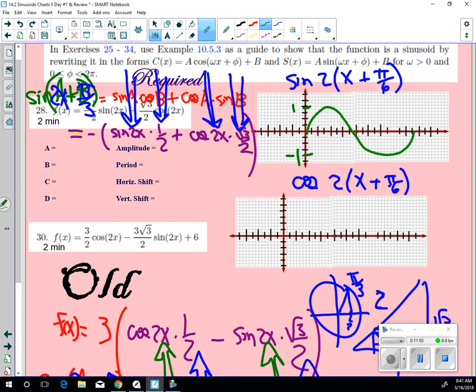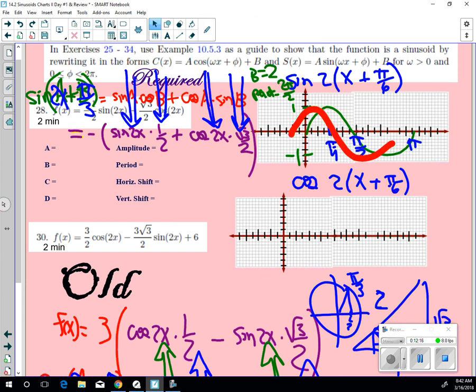And then 1 period, b is 2, so the period is 2 pi over 2, which is pi. So this is just going to be pi over 2. This will be pi over 4. So if it moves over pi over 6, it's just going to move to the left a little bit, like that. Is that good? And then I'll leave this one up to you. I don't think you'll have trouble with that.